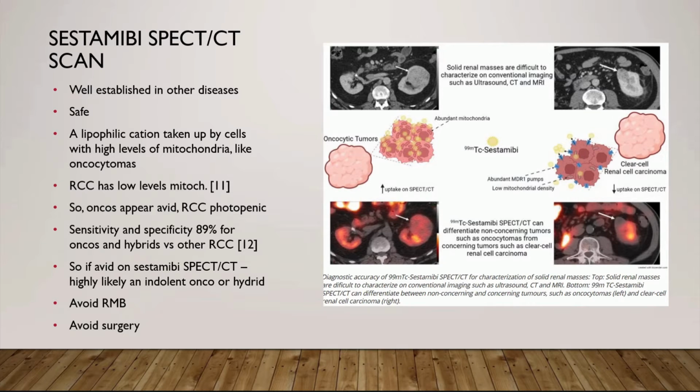It involves technetium-labeled sestamibi, which is a lipophilic cation taken up by the cells which have high levels of mitochondria. And things that have high levels of mitochondria that are relevant to small renal masses are oncocytomas, which are the commonest benign renal lesion. So RCC has very low levels of mitochondria relative to normal renal epithelial cells. So oncocytomas appear avid, and RCC, particularly clear cell RCC, is photopenic. So that's how it works.